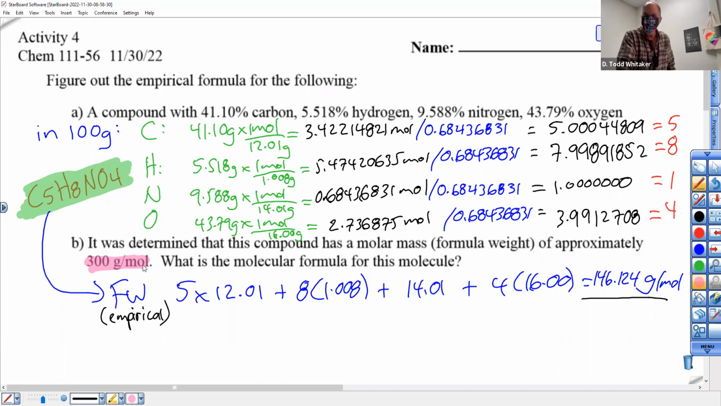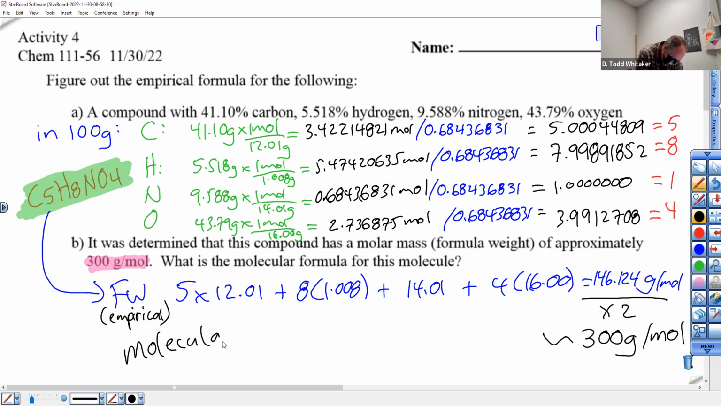So you start with 1. If that doesn't give you the right formula weight, you go to 2. So multiply by 2. And I'm not even going to write the answer. I'm going to write this. I don't need to have the right answer, right? It's pretty darn close to 300, which is what the question says. So how many multiples of the empirical are in this question? 2. What is the molecular formula?